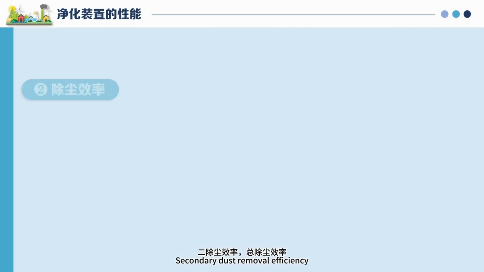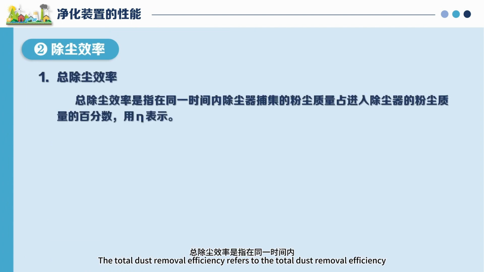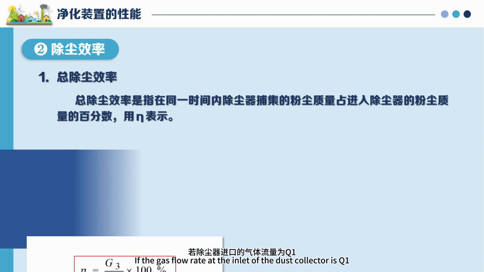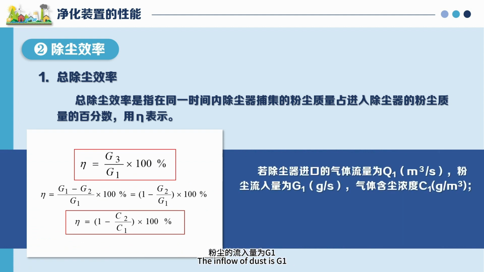Second, dust removal efficiency. The total dust removal efficiency refers to the percentage of the mass of dust captured by the dust collector relative to the mass of dust entering the dust collector. Use ETA to express it. If the gas flow rate at the inlet of the dust collector is Q1, the inflow of dust is G1. Take care with their units: gas flow rate is in cubic meters per second, inflow rate is in grams per second, and gas dust concentration C1 is in grams per cubic meter.